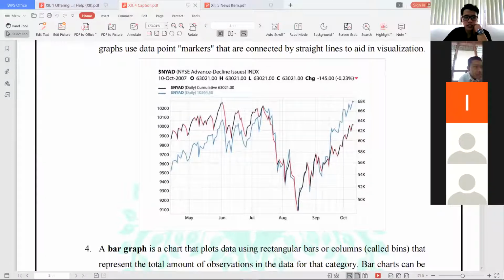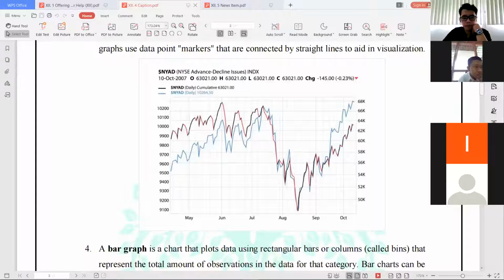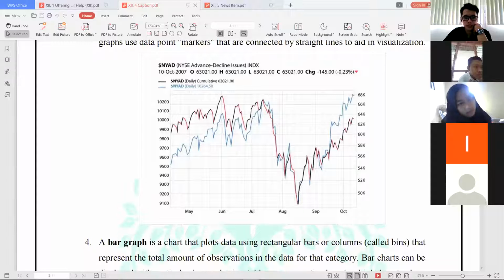If you just see this graph, you might feel like, okay, I don't really understand it, so you need to write down captions to give a brief explanation of the picture. First, you need to understand the graph. After you understand the graph, you need to write down the brief explanation to make sure the audience understands the graph.